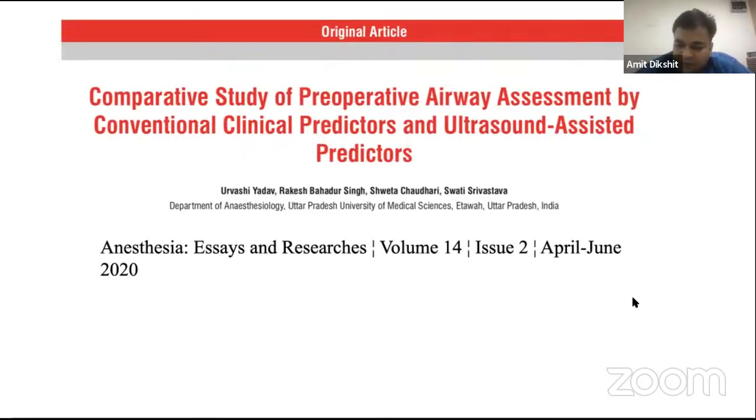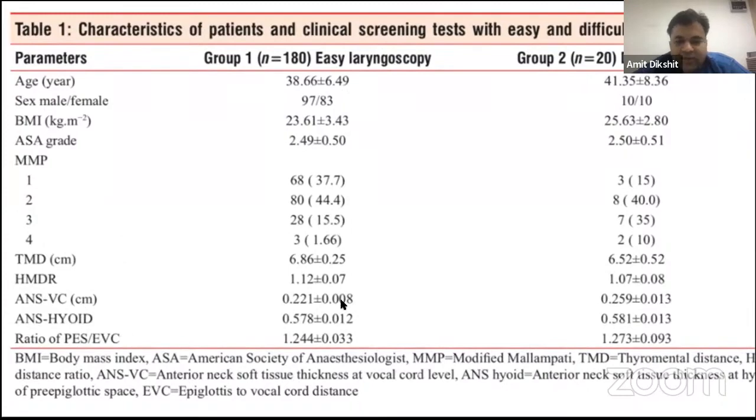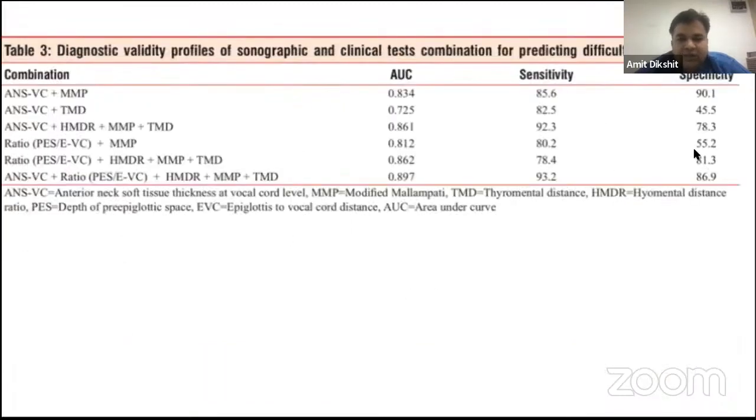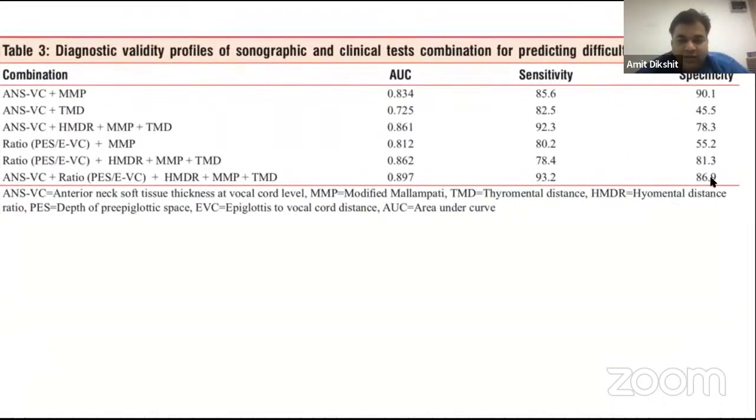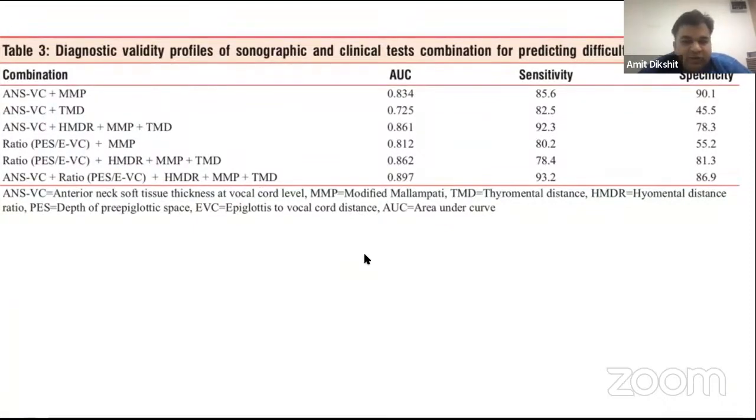This was another article in 2020, and I was just re-emphasizing this point that all these ultrasound parameters should be used in combination with Mallampati, with all the regular parameters. Where and when we have combined this, then the specificity and sensitivity increases to around 90%. So you can see here 93 and 86 when they have combined skin to anterior commissure distance with pre-epiglottic space to epiglottis and vocal cord ratio and hyomental distance ratio, the Mallampati and TMD, so thyromental distance. So combination strategy works very well.